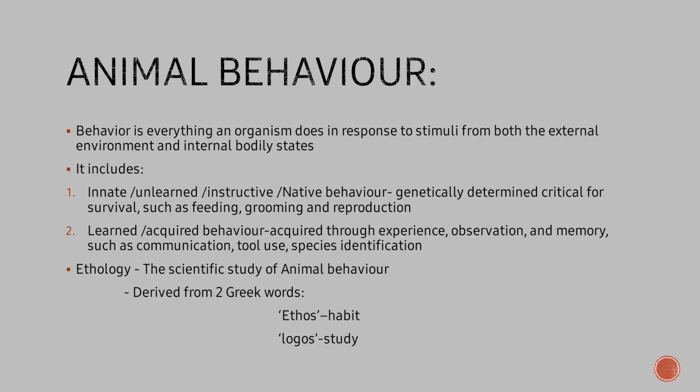So behavior is everything an organism does in response to external stimulus as well as internal body states. Generally, it is of two types: innate, unlearned, instructive or native behavior, and learned or acquired behavior. The scientific study of animal behavior is termed ethology. The word ethology is derived from two Greek words, namely ethos, which means habit, and logos, which means study.